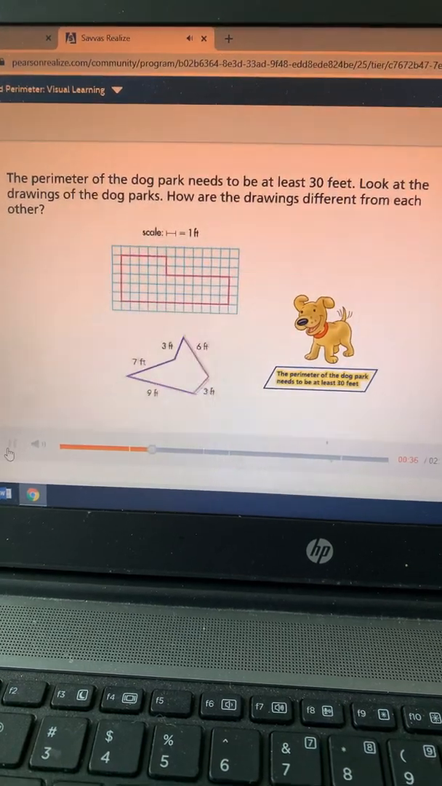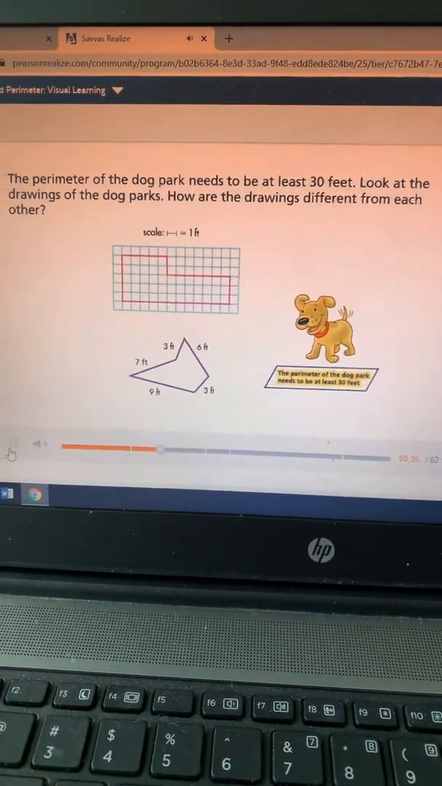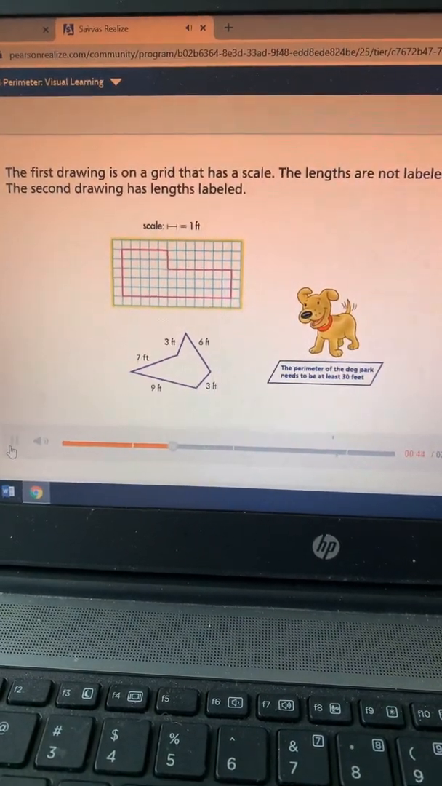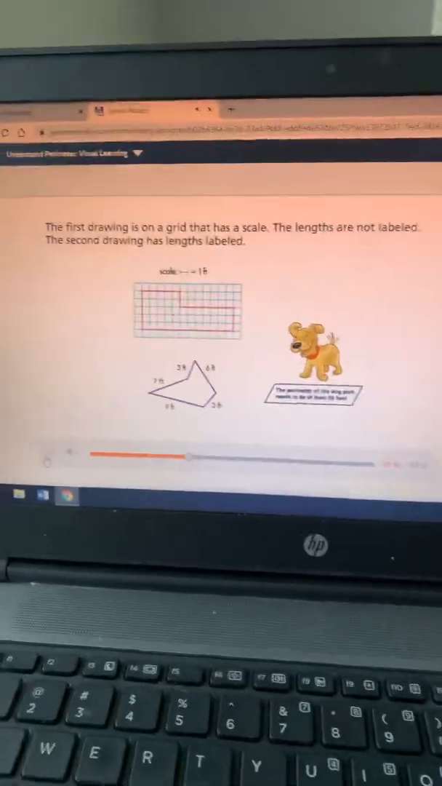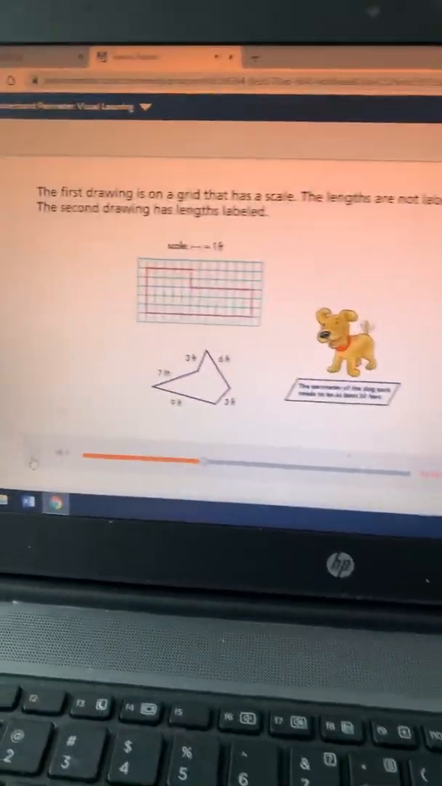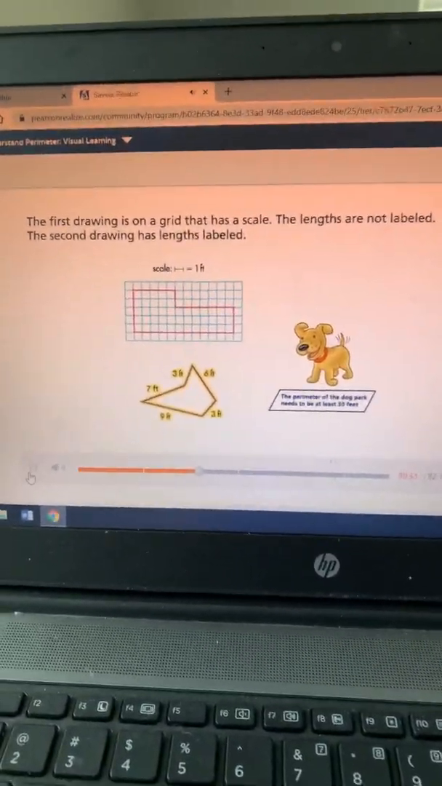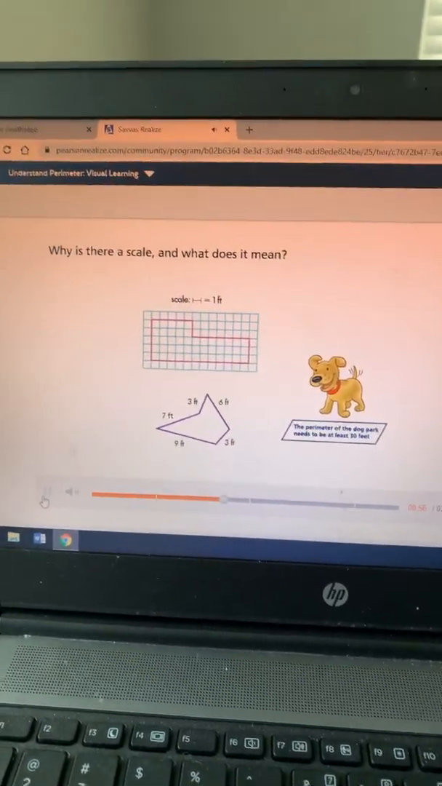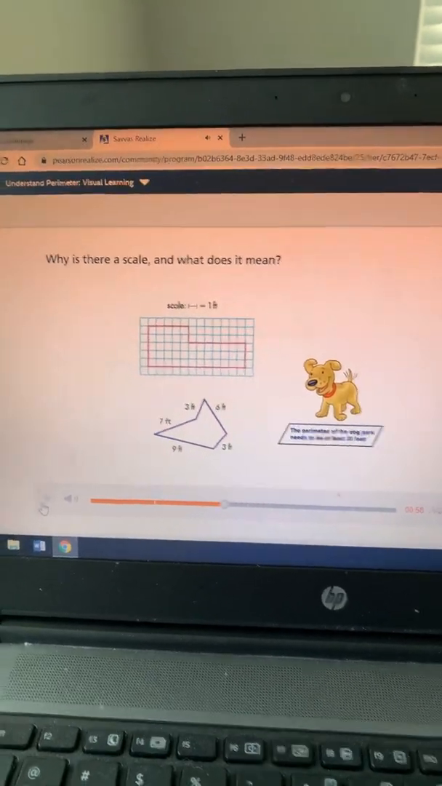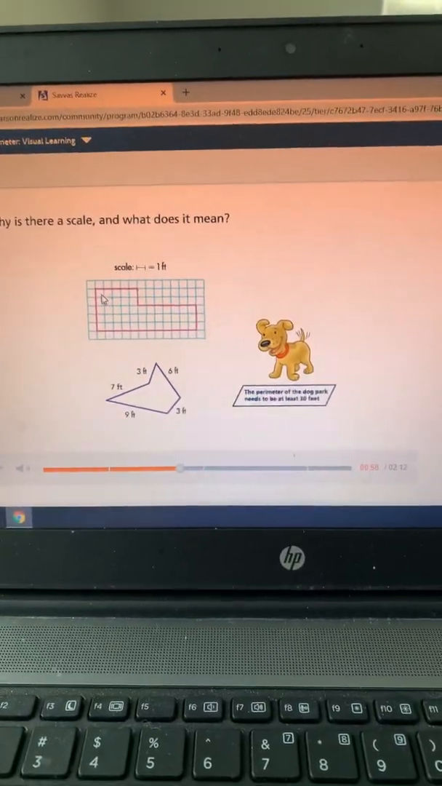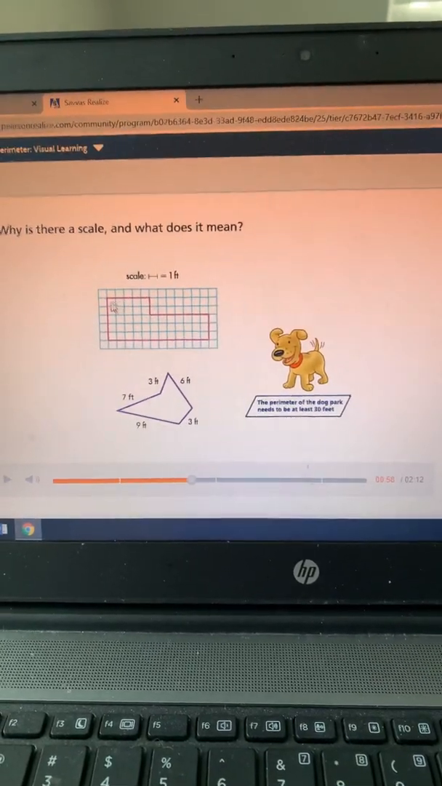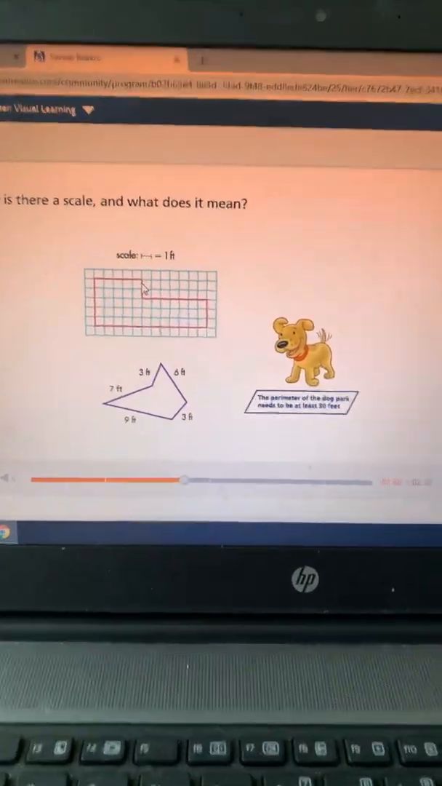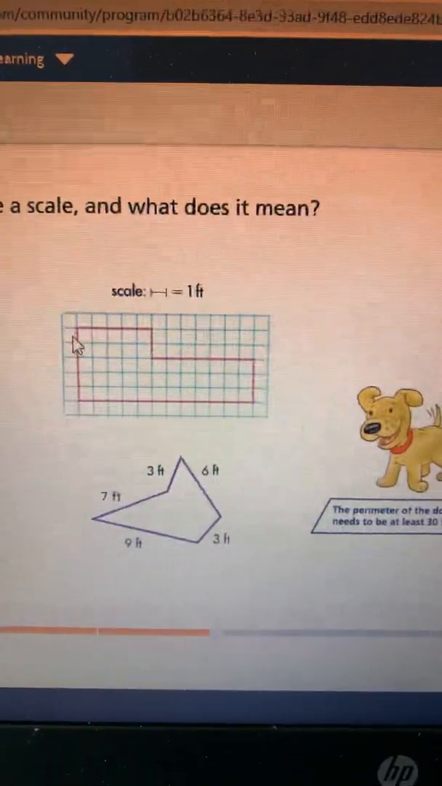Look at the drawings of the dog parks. How are the drawings different from each other? Well, they're definitely different shapes. The first drawing is on a grid that has a scale. The lengths are not labeled. The second drawing has lengths labeled. Why is there a scale, and what does it mean? So one of these boxes means 1 foot. So if we count the boxes, 1, 2, 3, 4, 5. So from here, zoom in for you, from here to here is 5 feet.